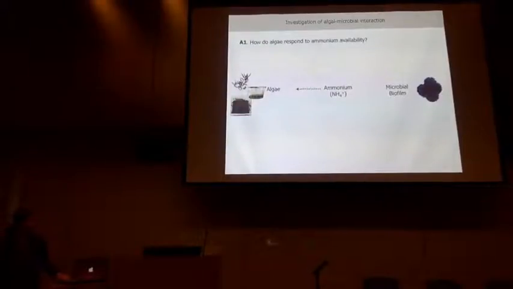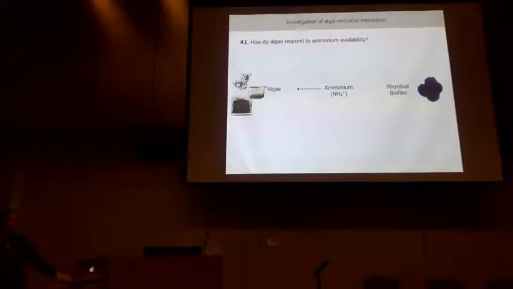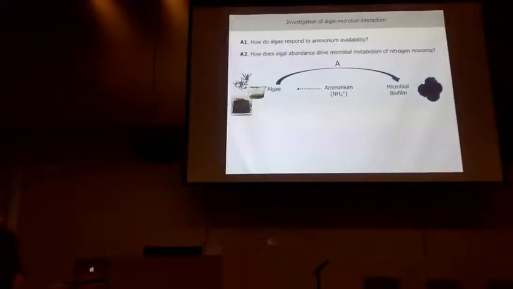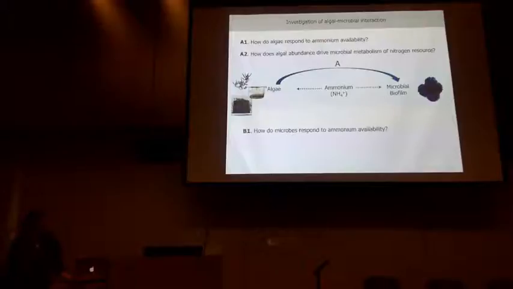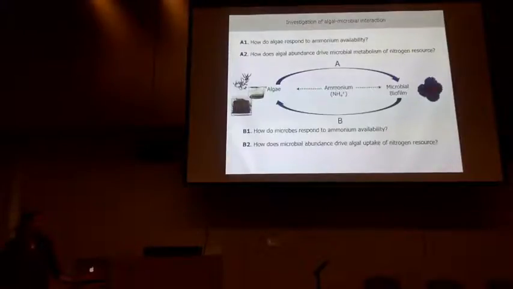My first question was, how is it that algae are responding to ammonium availability in these tanks? So following up on what has been shown over and over in tide pools, can I make something like this happen in tanks? And then to loop across to the other interactor in the system, how does algal abundance drive microbial metabolism of the nitrogen resource? And then in the other direction, how is it that microbes are responding to my experimentally elevated ammonium? And how does microbial abundance drive algal uptake of that nitrogen resource?